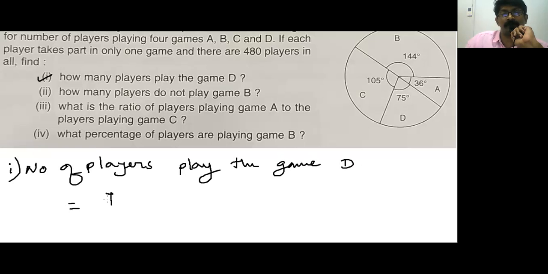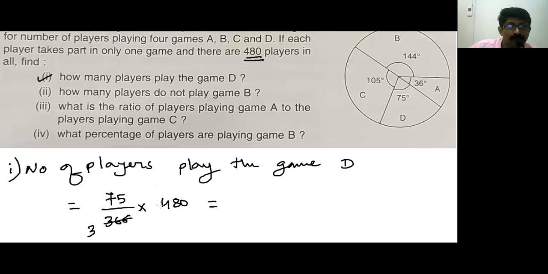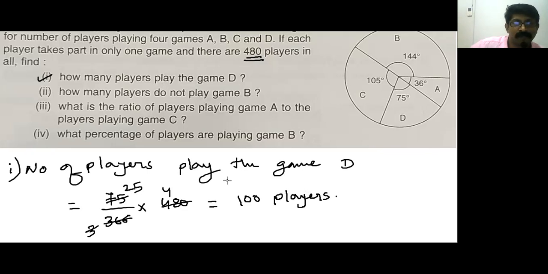See, it's very simple, students. This is 75 degrees out of 360 degrees, isn't it? Out of 360 degrees. And now how many total players are there? They are 480. So we'll just multiply that by 480. You understood that? 75 out of 360, so out of 480, how much? That's the basic calculation, students. Look at this. It's very, very simple. 12 threes, 12 fours, and now you can do that simply. 3 25s are 75, 25 into 4, 100 players. Isn't it very, very simple? And 1 mark is in your pocket. Just put the box and then you're done.